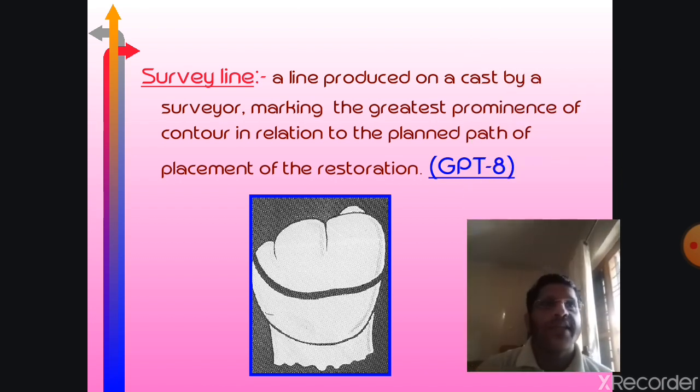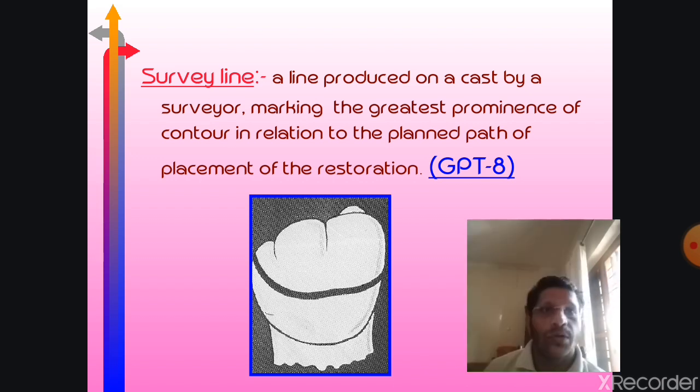Next, it is survey line. It is a line produced on a cast by a surveyor, marking the greatest prominence of contour in relation to the planned path of placement of the restoration. Survey line is another important terminology which is used widely in surveyor and surveying. Here we use a lead pencil or a graphite pencil, which will identify the height of contour. That will be marked on the tooth, and that is the survey line.